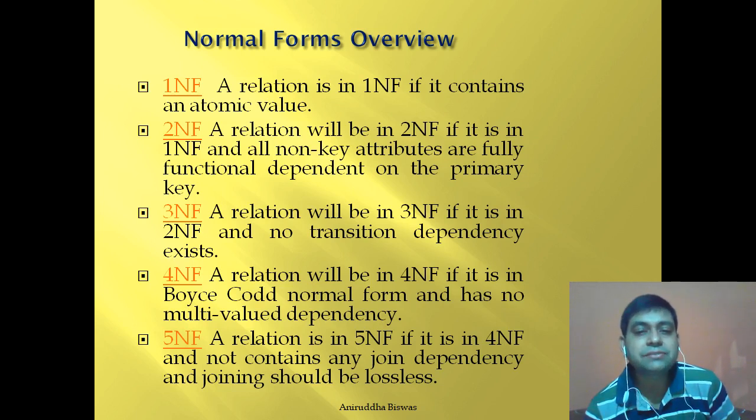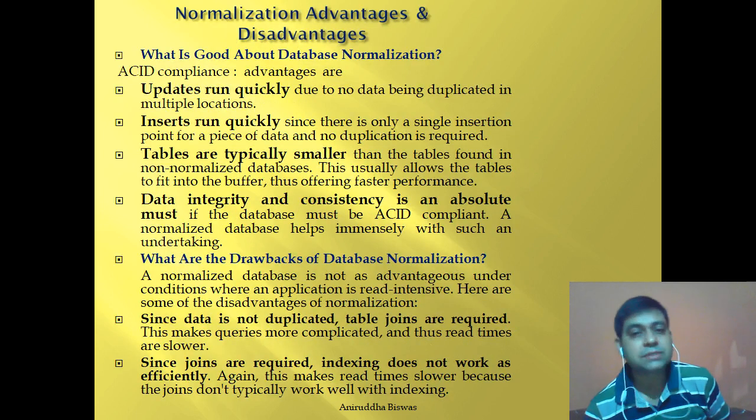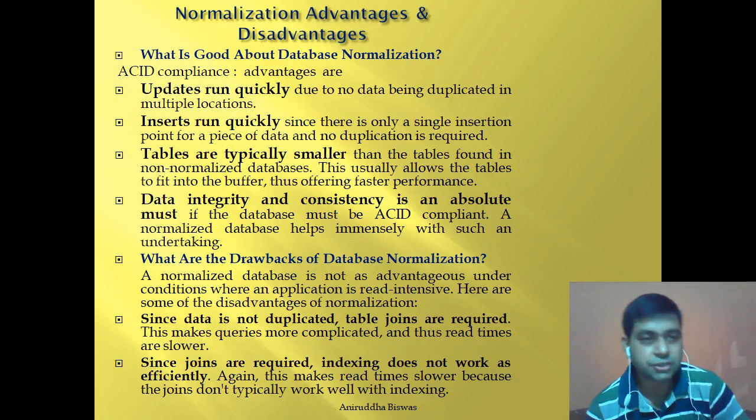3NF, it is a transitivity relationship must not be there in a table, then we call it 3NF. 4NF is no multi-valued dependency should be there, and it must be in Boyce-Codd normal form, then no multi-valued dependency. And 5NF says that there should be no join dependency, or we can say there should be joining of decomposed relations, but that should be lossless, right? So these are the different normal forms that we are going to discuss in the upcoming sessions.